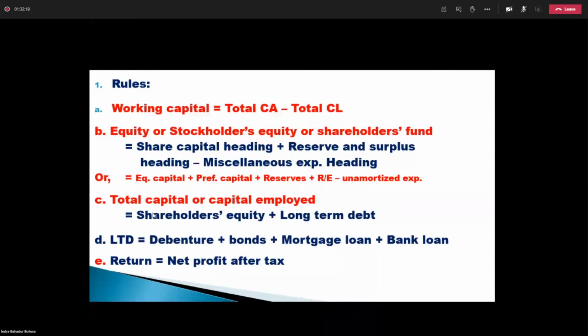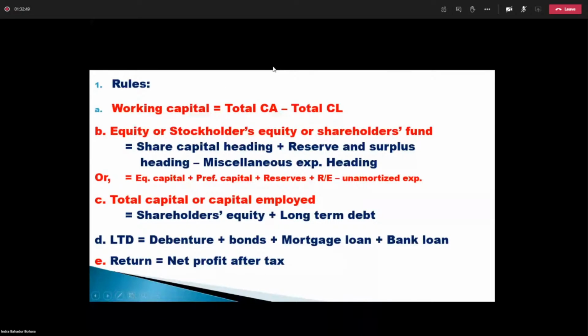So what is the return of total capital, shareholders' capital employed or total capital? Capital employed consists of shareholders' equity and long-term debt, and the return of shareholders is net profit, and the return of the long-term loan provider is interest. So, what is the return of total capital or capital employed? Net profit after tax and interest.